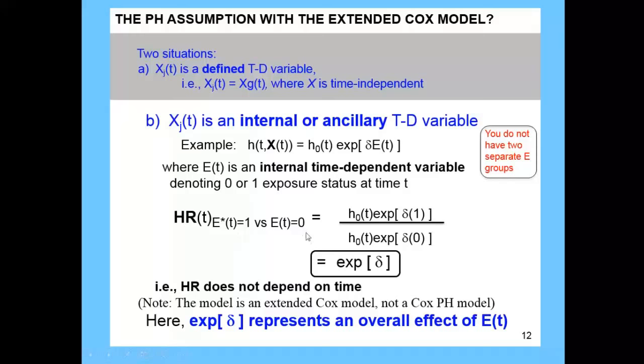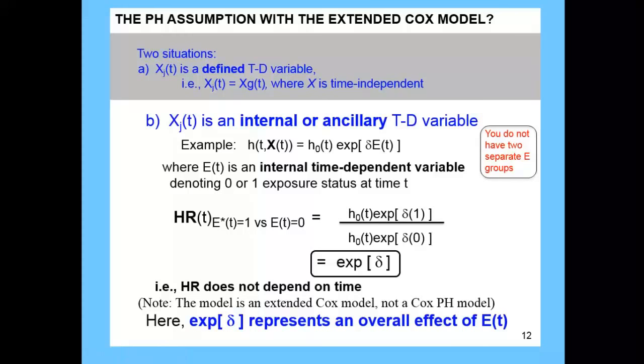We want to say, okay, what's the hazard ratio comparing the person who's exposed at time t with the person who's unexposed at time t? Well, if I plug in the value for E of t, it's 1 here in the numerator, and it's 0 in the denominator, so I get e to the delta. What do you notice about that? Does that depend upon time? It's independent of time. Okay? So in this particular situation, you can have an internal time-dependent variable where the hazard ratio is independent of time.